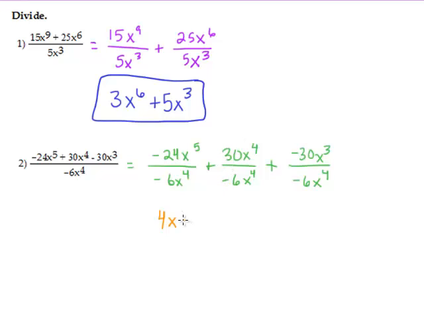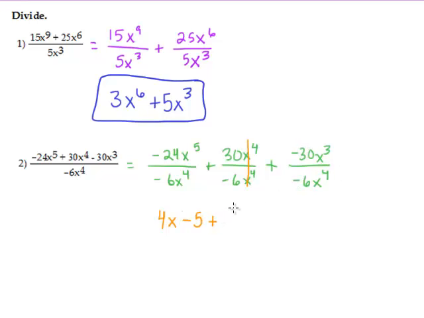Positive over negative is a negative. 30 divided by 6 is 5. The x to the fourth are the exact same, so they cancel out. Think of it like 4 minus 4 is 0, and x to the 0, remember, is 1, so it goes away. Negative over negative here is a positive.